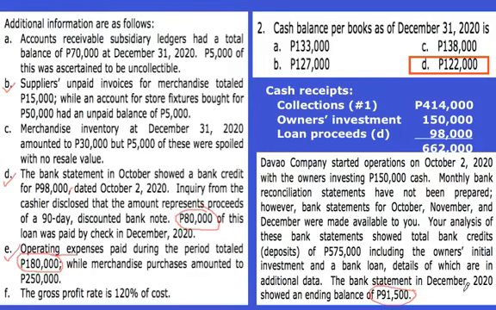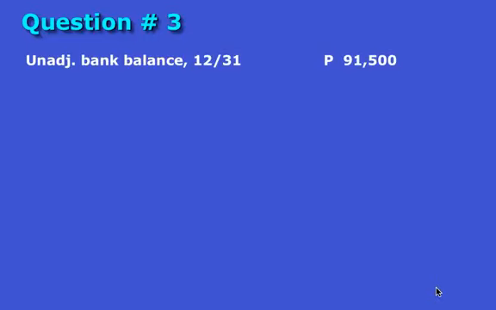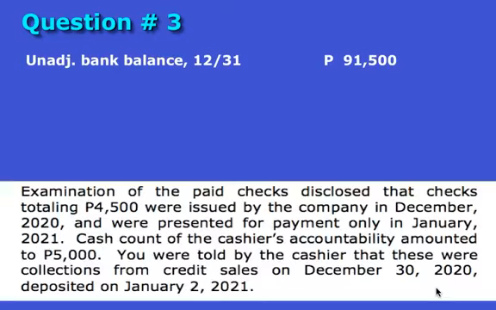Okay? So, bank statement balance at the end of December. Ito given, yung sa bank. Okay? Let's start from here. So, balance per bank at December 31. The reconciling items refer to the third paragraph. So, nasa third paragraph yung recon items. This one.